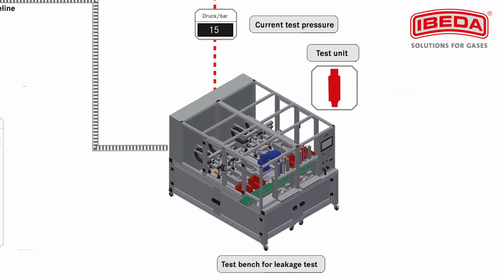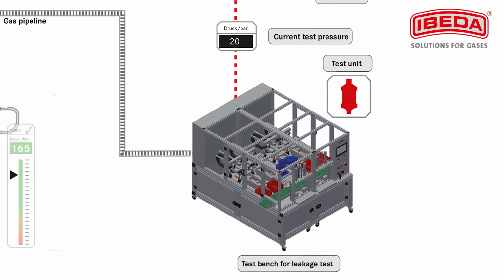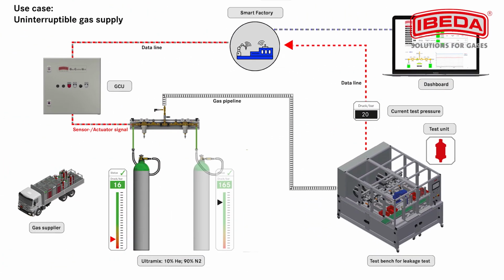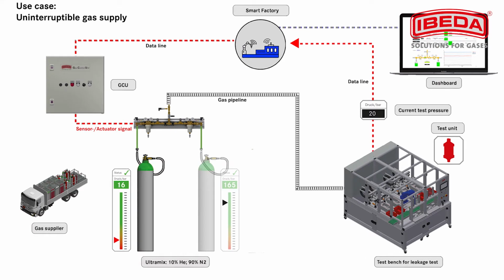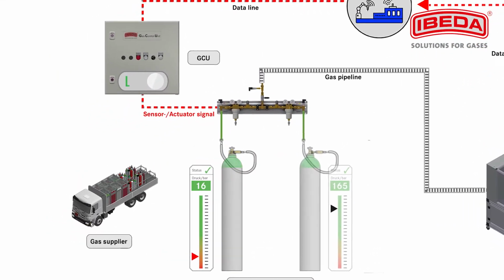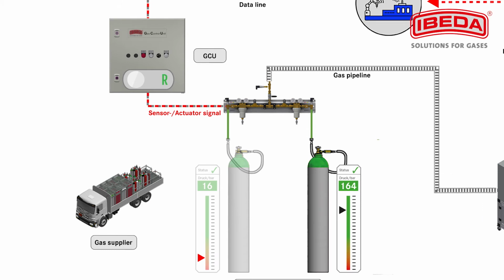For another test job, 20 bar is required now. This value is also automatically set as changeover pressure. Due to the priority circuit, the GCU consequently switches the gas supply system back to the gas source, still offering an appropriate pressure.